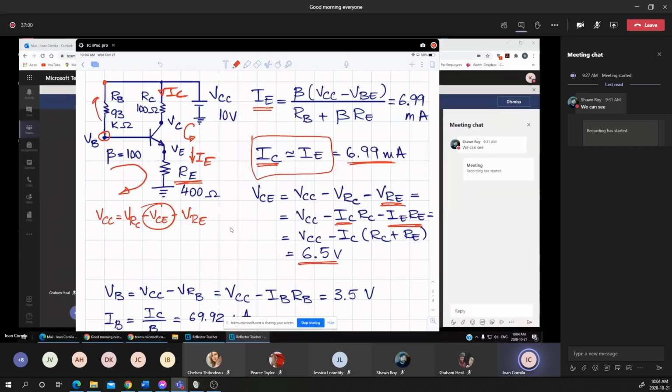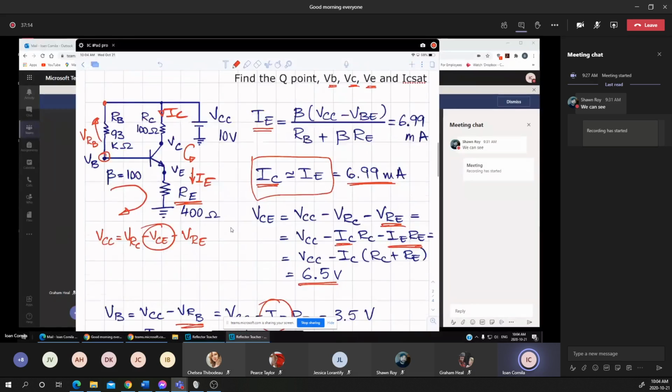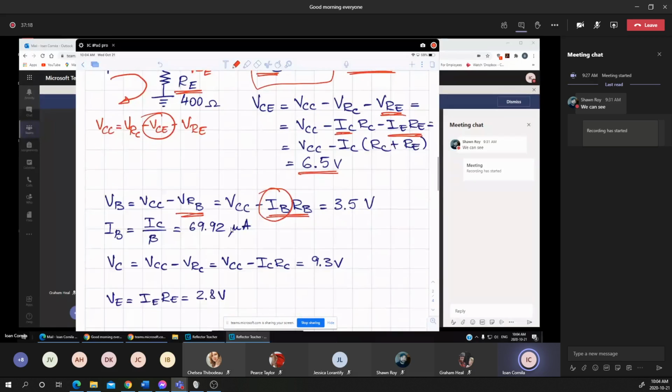That's the drop voltage across the RB. That's the voltage VRB. Knowing the VCC, I can express the VRB as the IB times RB. Now the question is, how can we determine the IB? Initially, we determine the IC or the IE, which means that knowing the IC and knowing the beta, we can find what the base current is.